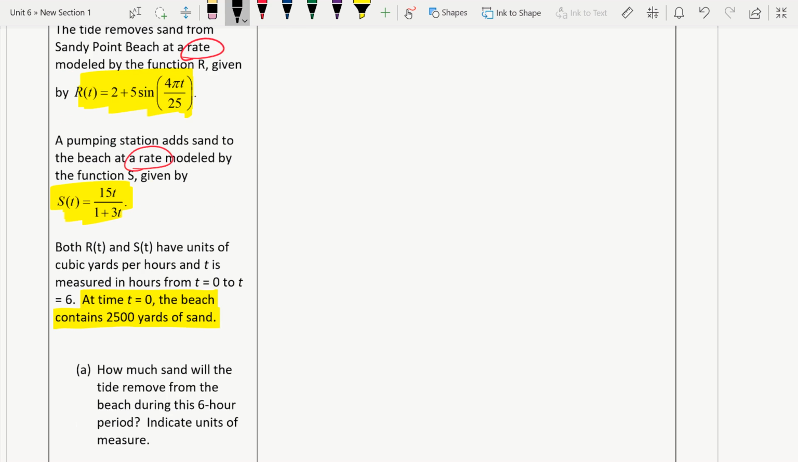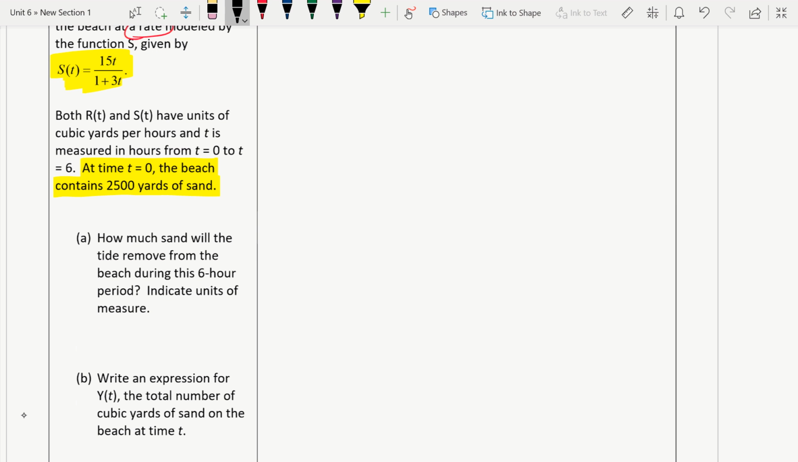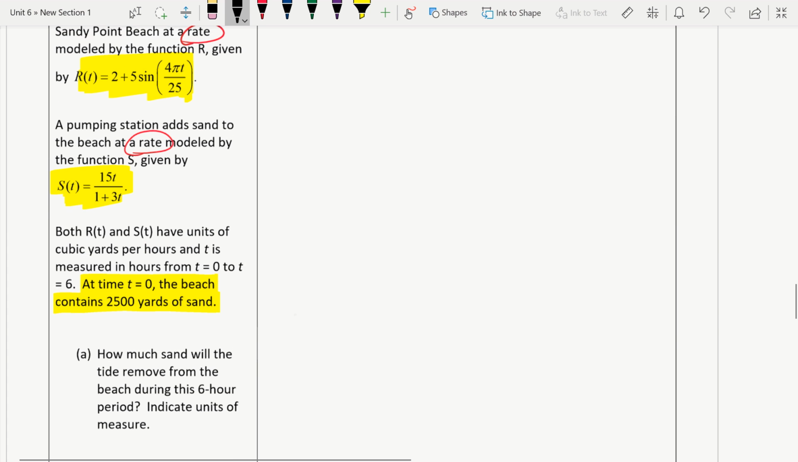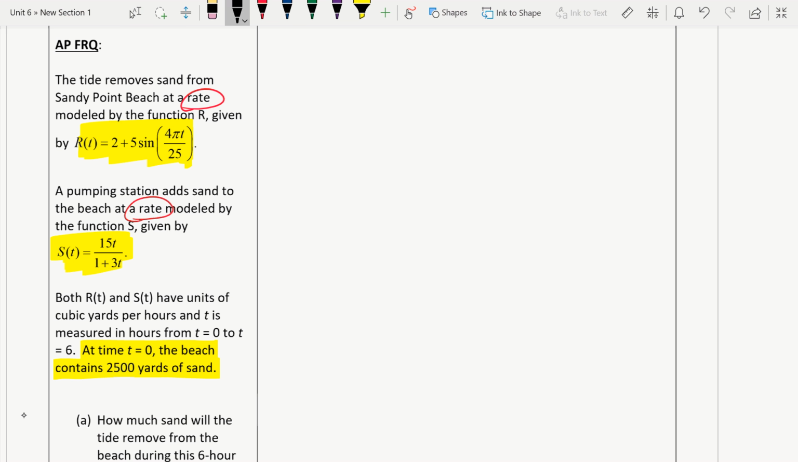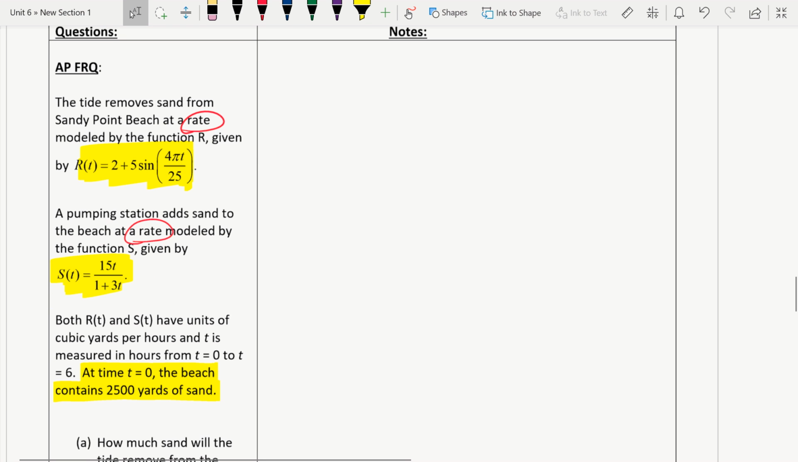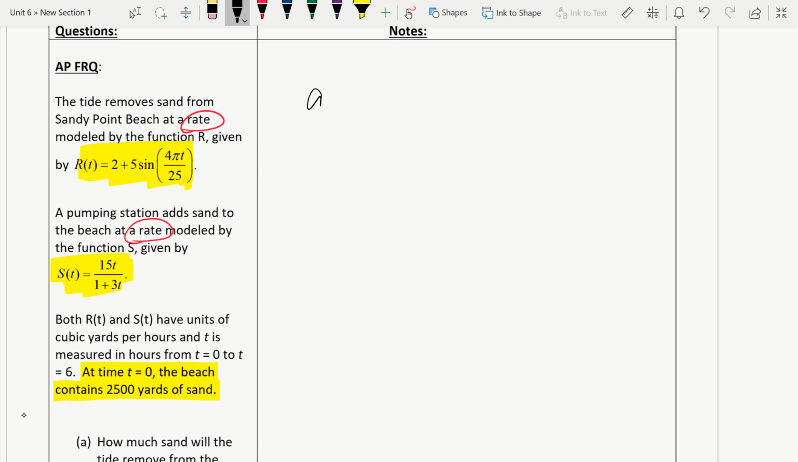Our first question is, how much sand will the tide remove from the beach during this 6-hour period? Indicate units of measure. So I'm just looking for the equation that represents how much it removes, which is our top one here. It says over this 6-hour period, so I want to know how much this rate function accumulates between the first and the 6th hour. So I'm going to integrate it.